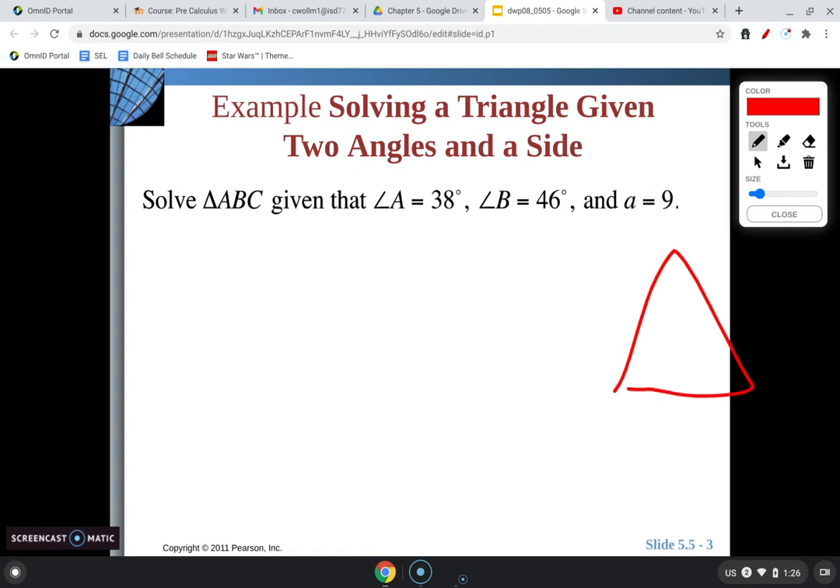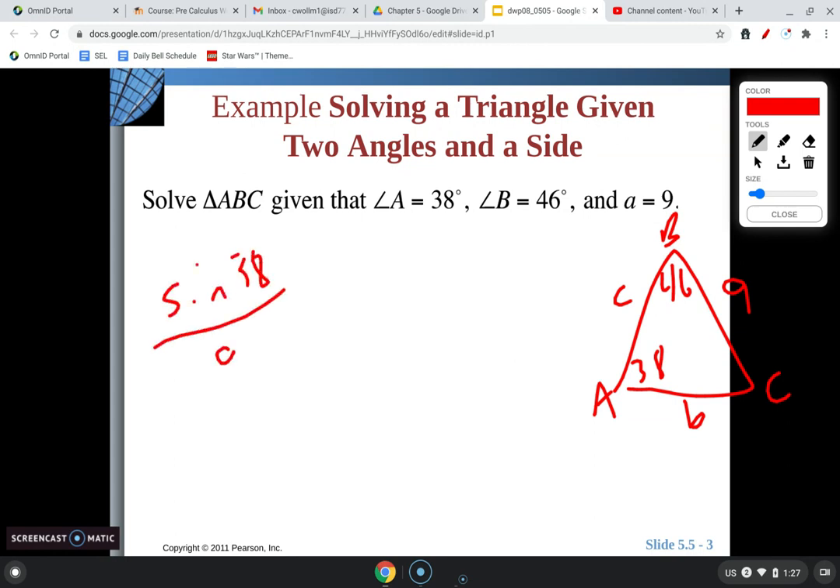All right, so solve the triangle given that A, B, C is as follows. So here we go. We've got A is 38, B is 46, and remember the little sides are across from the angles. So this would be little b and little c. Let's find little b first since we know a. So sine 38 over 9 equals sine 46 over b. Then you're going to cross multiply. So you'd go 9 sine 46, hit enter on your calculator.